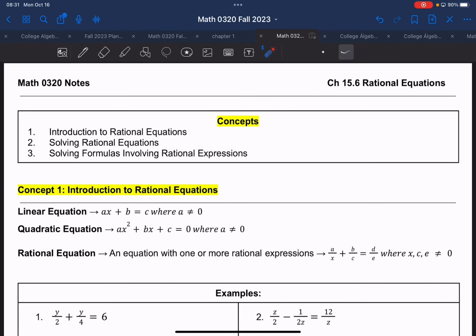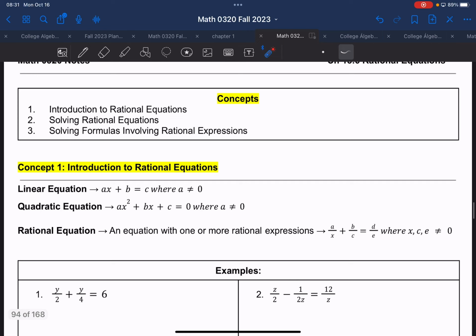So this is chapter 15.6, rational equations. We learned about complex fractions. We learned about rational expressions. Now finally we're going to take those concepts and turn them into equations, meaning we're going to be solving for the variable this time, not just simplifying, we're going to be solving.